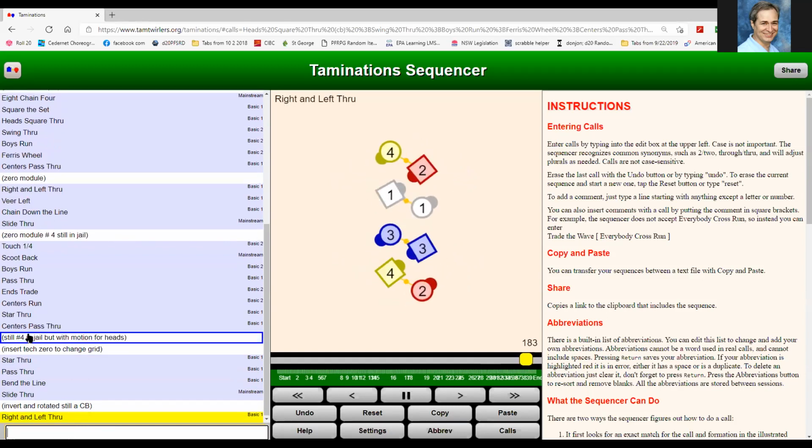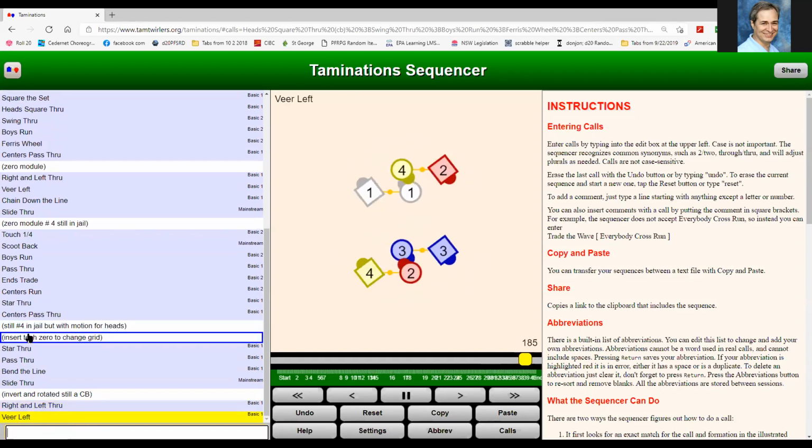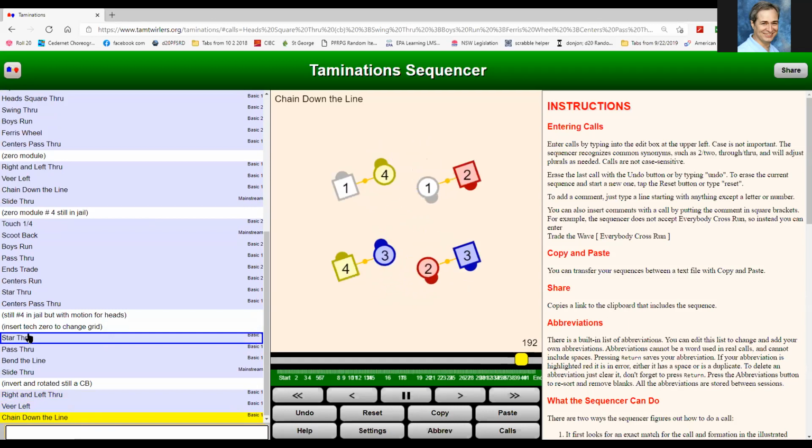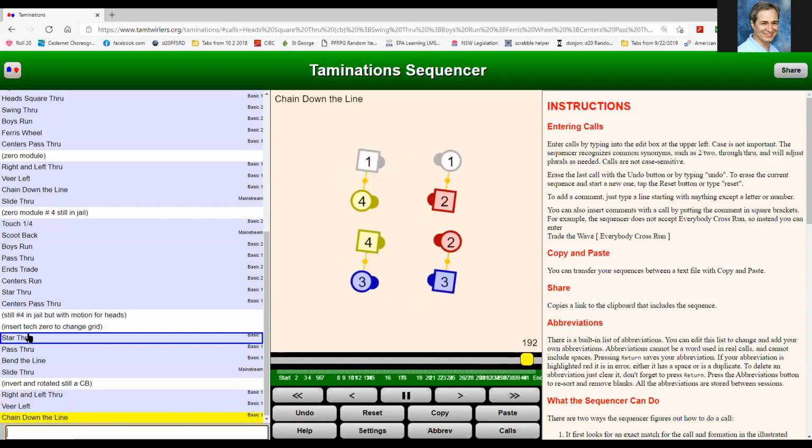Veer to the left. Chain down the line. Slide through.